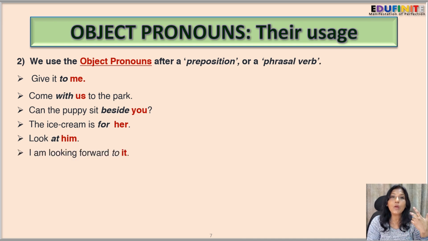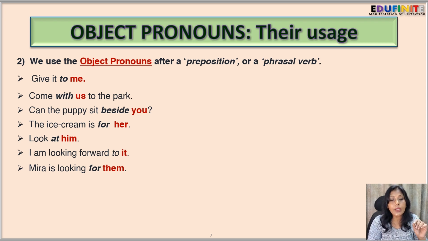Next, I'm looking forward to it. Maybe some occasion is going to take place after a few days and I tell my friends or my cousins or at home that I'm looking forward to it. I am looking forward to it. Here, to is the preposition and it, the object pronoun, follows to.